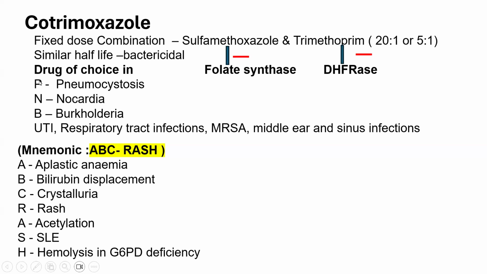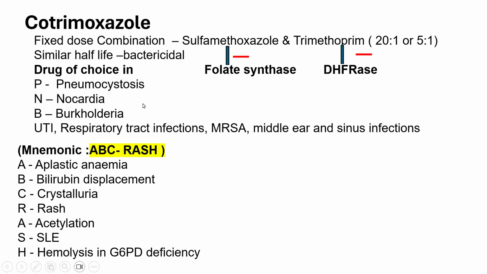Drug of choice, it is PNB, Punjab National Bank, usually a mnemonic for the uses: Pneumocystosis, Nocardia, Burkholderia, UTI, respiratory tract infections. All the respiratory and urinary tract infections we can use it for. In addition to that, MRSA, methicillin-resistant Staph aureus, and some sinus infections we can use it for.